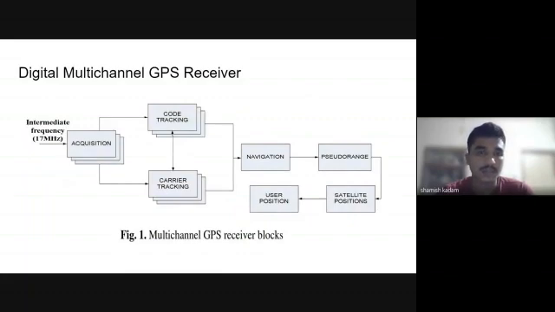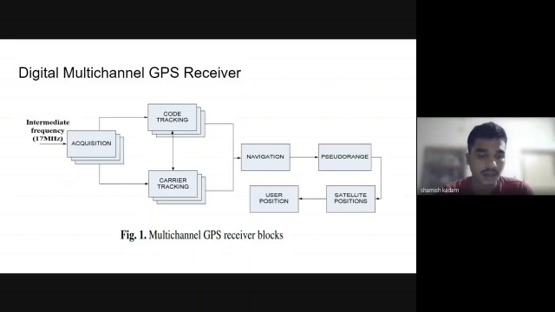The digital multi-channel GPS receiver works like this: once the signal is captured by the antenna of a GPS receiver through the radio frequency chain, the input signal is amplified to a proper amplitude, and the frequency is converted to the desired frequency. And this signal is again converted into digital through an analog to digital converter. Once the digital signal is obtained, it is down converted to a required intermediate frequency, which is 17 megahertz.